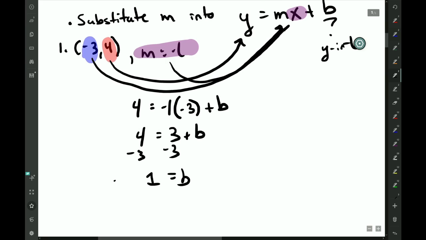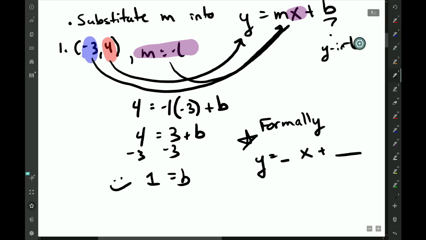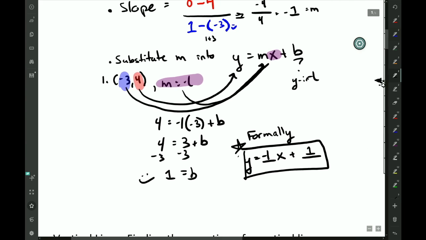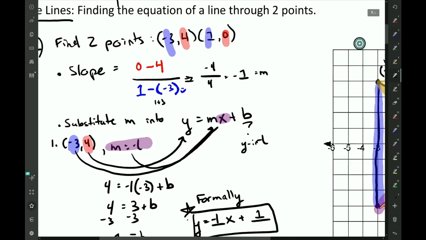After all that hard work, your very last equation is the formal equation, and that is referring to y equals something x plus b. You're filling in the blanks. Well, you found the slope, which was -1. So that's the m you found, and the b, which is 1. So that is the formal equation of the line. You're going to need to do that for all the oblique lines.